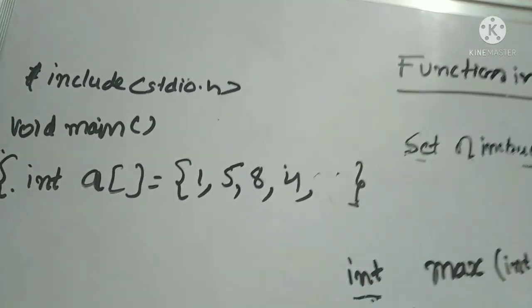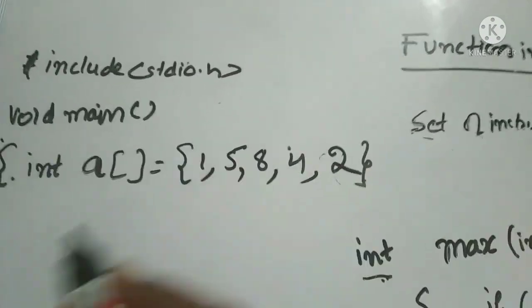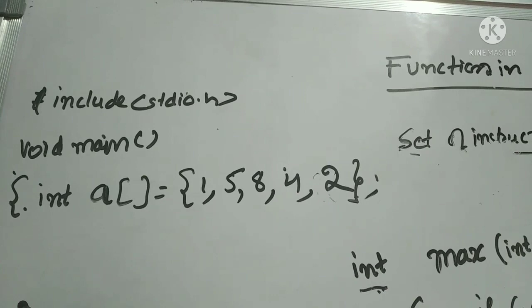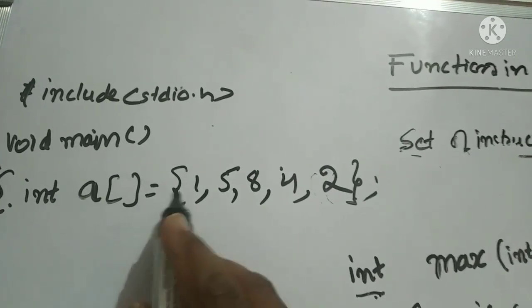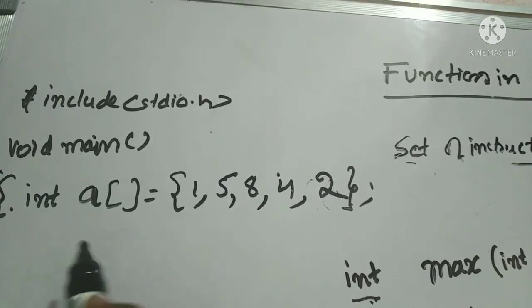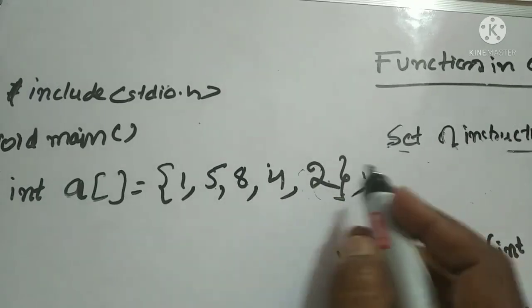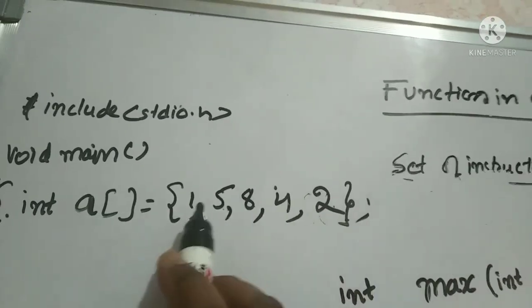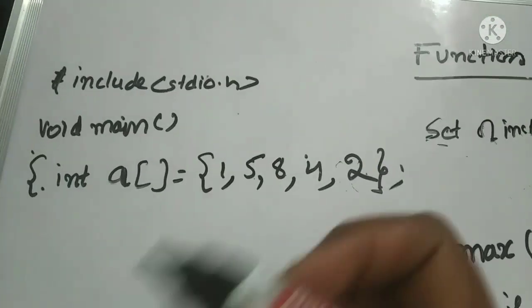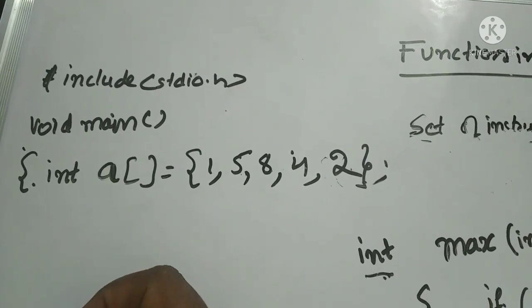So we'll take the numbers randomly. Among these numbers, I want to know the largest. How many numbers are there? 0, 1, 2, 3, 4, so 5 numbers are present. If I start from 0, the last index is 4. If I start from 1, 2, 3, it is 5 numbers. Now I want to know the maximum among these numbers.